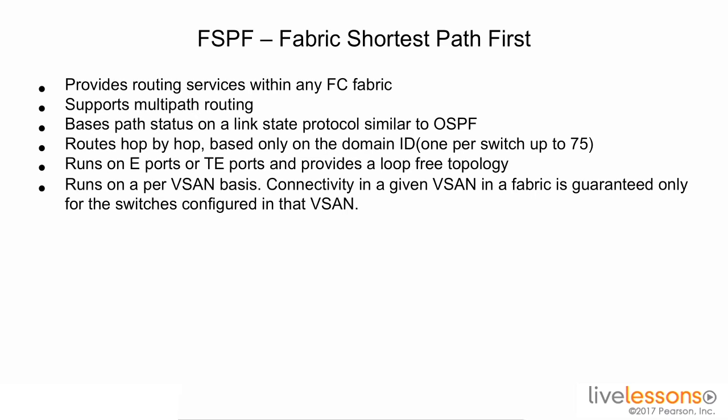The FSPF protocol runs on the E-ports or expansion ports, or the TE ports or the trunking expansion ports, basically the inter-switch links between the devices, and it ensures a loop-free topology. It also runs on a per VSAN basis, so there's one FSPF protocol running for VSAN 1 and another one running for VSAN 2, and they're each keeping track of their own topology, which is why there is a limit to the number of Fibre Channel domain IDs.